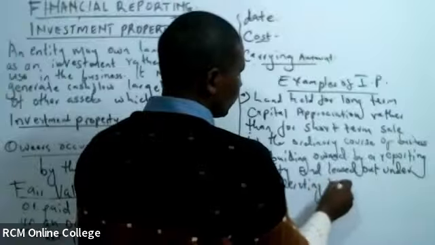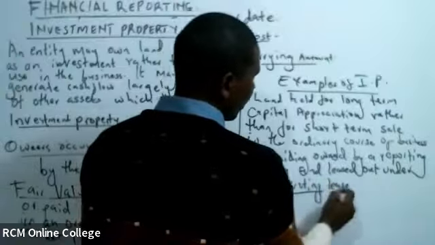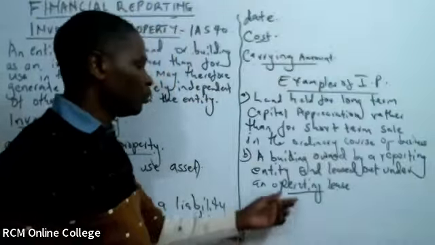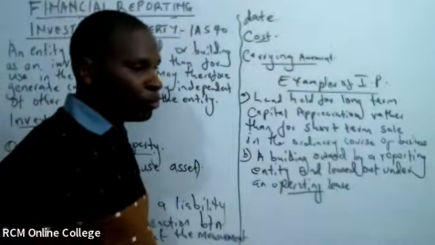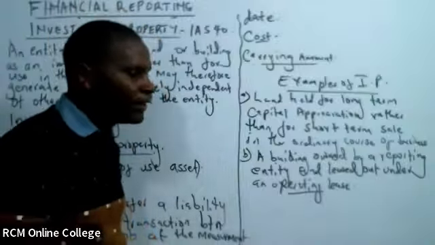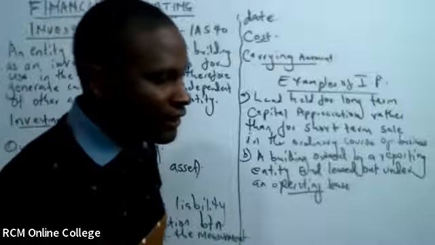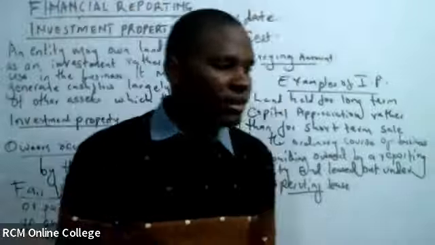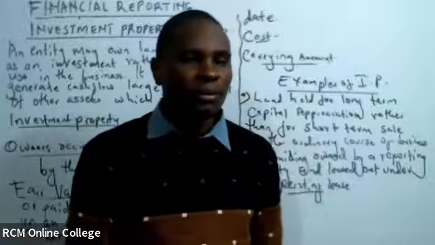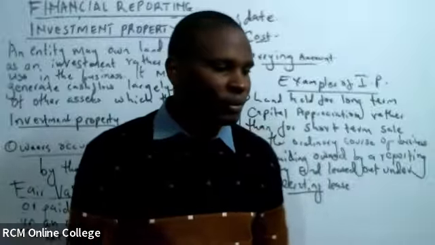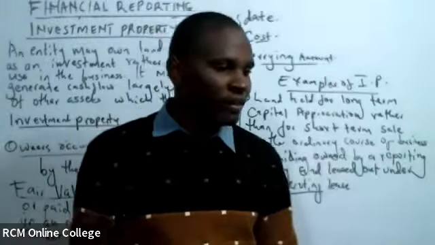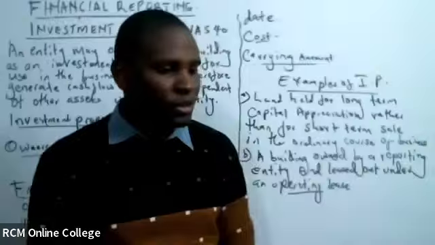You know you have two types of leases and you should be able to differentiate the two: the operating lease and the finance lease. So that will form part of the investment property.